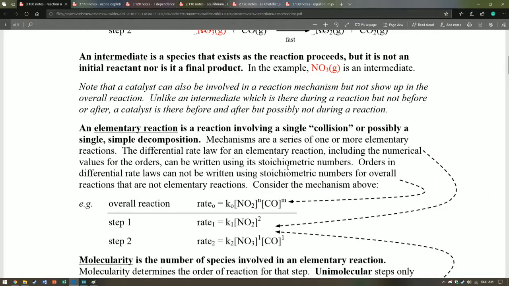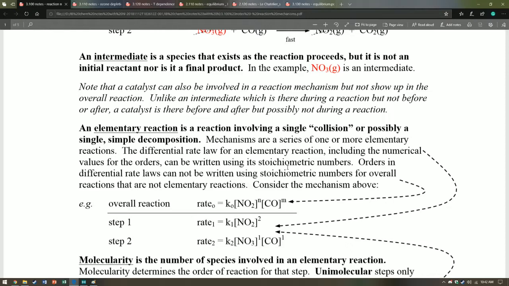An elementary reaction is just, again, a reaction that involves a single collision or possibly a simple single decomposition, and these mechanisms are a series of one or more elementary steps. Unlike the other reactions, you can actually write the orders, the exponents, on these steps. You can write the orders with the stoichiometric coefficients. Therefore, the orders in differential rate laws cannot be written using stoichiometric numbers for the overall reactions that aren't elementary.